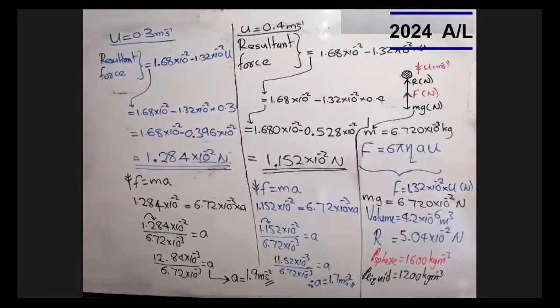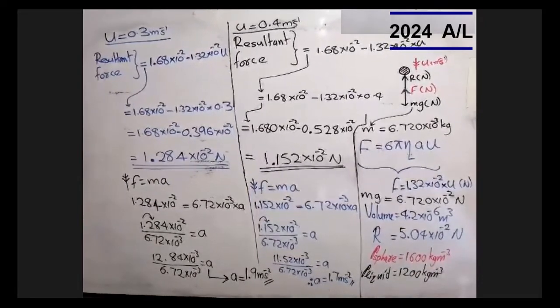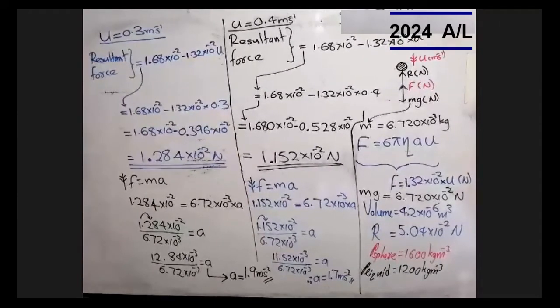Excuse me, sir, can we take it as a uniform deceleration? No, you can't. It's not uniform. I'll draw a graph and show you its acceleration is not uniform. It reduces with time. With time, velocity increases, and with time, acceleration is reduced. Okay, sir.